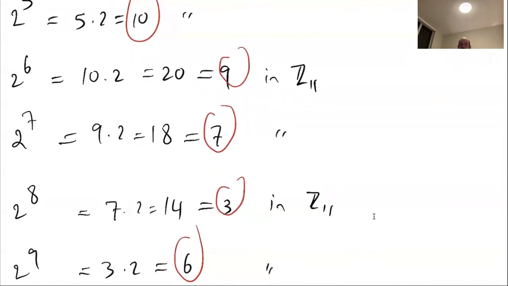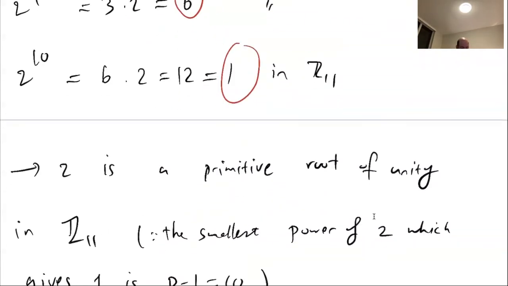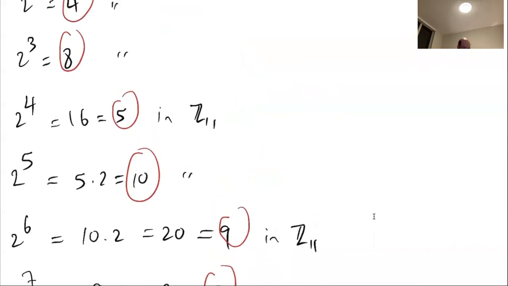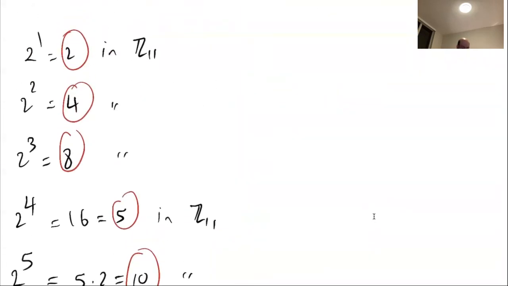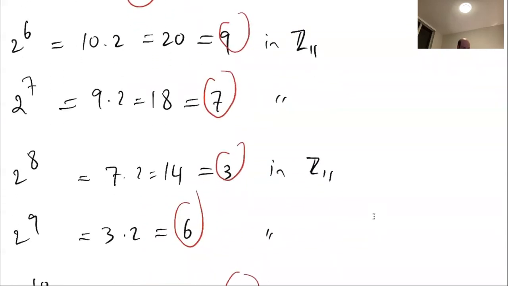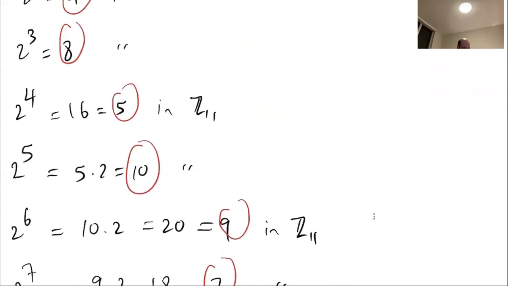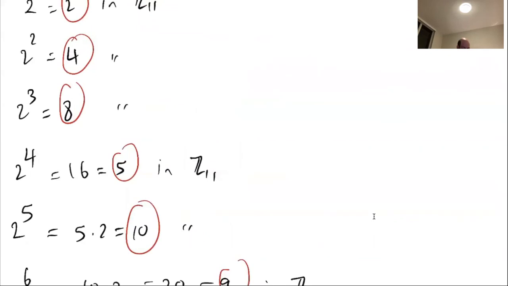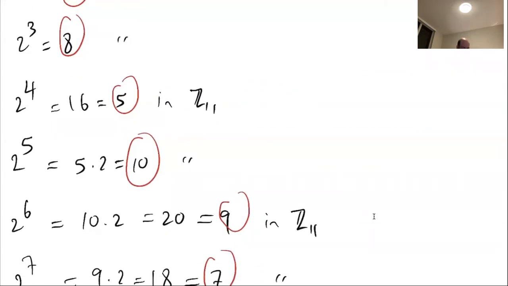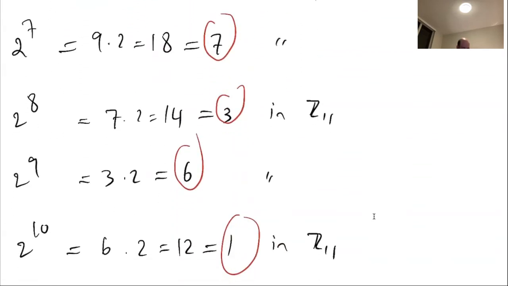Of course, they're not in order, and we did not claim that they're in order. We just said that all the elements in Zp except 0 can be written as a power of 2. And here you are. So 1, the first element, can be written as 2 to power 10. Then 2, where is 2? 2 is 2 to power 1. 3, where is 3? 3 is 2 to power 8. Then we have 4. 4 is 2 to power 2. 5 is 2 to power 4. 6 is 2 to power 9.